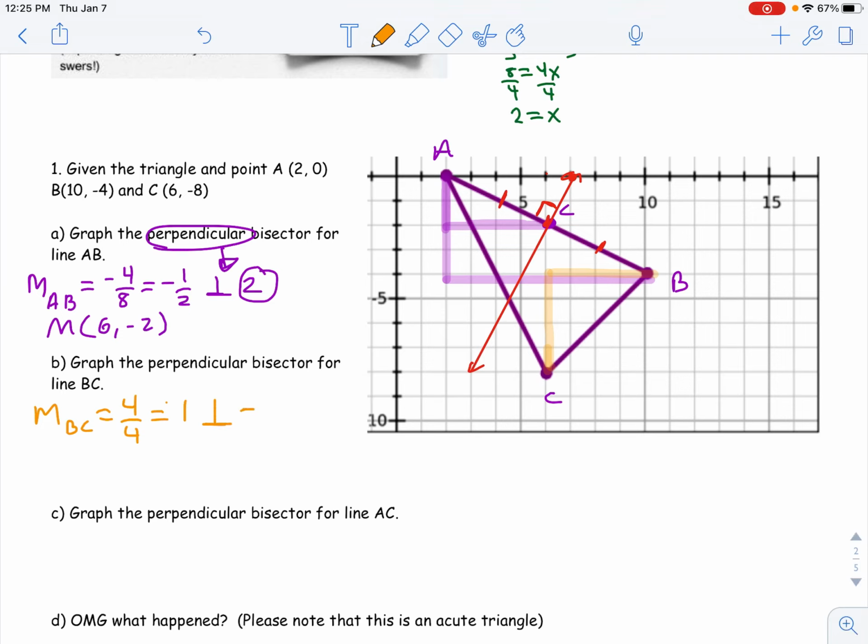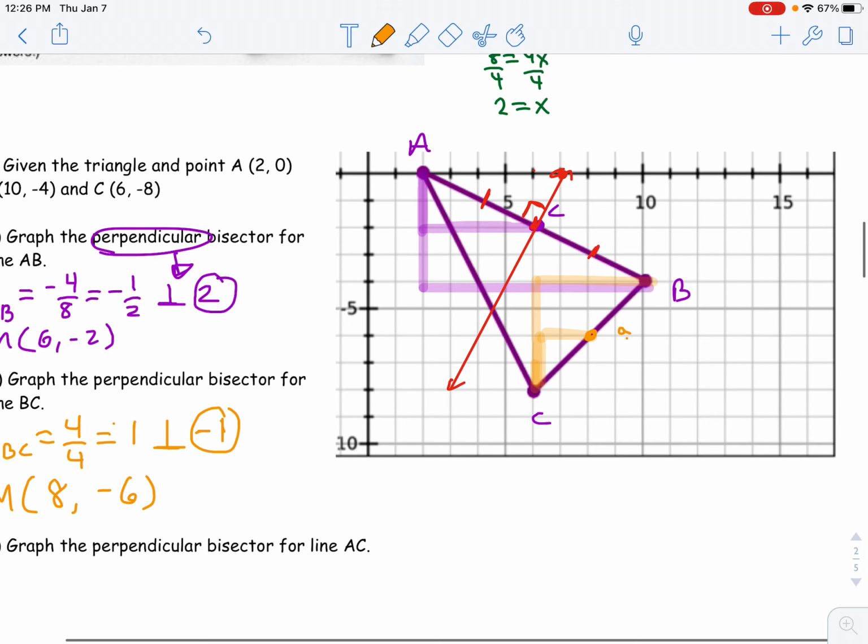And what's perpendicular to 1? Well, if you flip 1, you still have 1. So we just got to change the sign and make it negative 1. So negative 1's the slope I want. But what's the midpoint of BC? Well, again, we went up 4 over 4. So let's just go up 2 over 2. And then boom. That's it right there. That'd be 8, negative 6. So from this midpoint, I'll call this lowercase a, is down 1 over 1, so on and so forth.